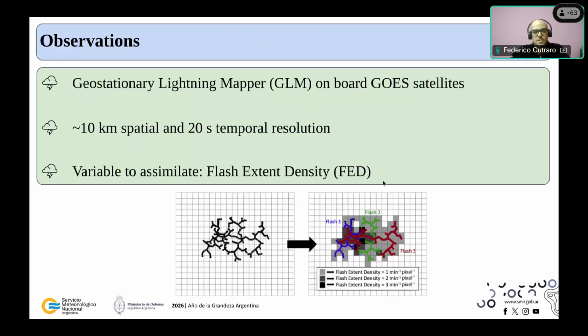The observations we want to assimilate are from the Geostationary Lightning Mapper, or GLM, on board of GOES satellites. They have a 10-kilometer spatial resolution and 20 seconds temporal resolution, and the variable we will assimilate is the flash extent density, or FED, that represents a count of lightnings and also gives an idea of the extension.